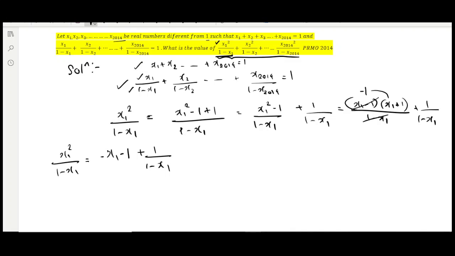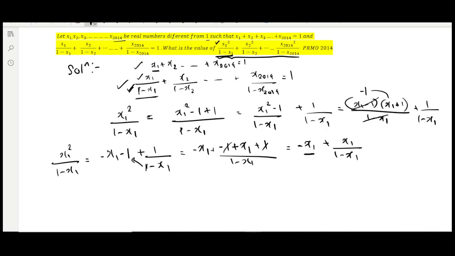But we want the term x1 upon 1 minus x1 here, right? And we get 1 upon 1 minus x1. So if we multiply this term with this, this will become minus 1 plus x1 plus 1 upon 1 minus x1, and we will get this term as minus x1 plus x1 upon 1 minus x1. We get this term, and we get this term also, x1. Though it is in negative sign, it will not matter, right?